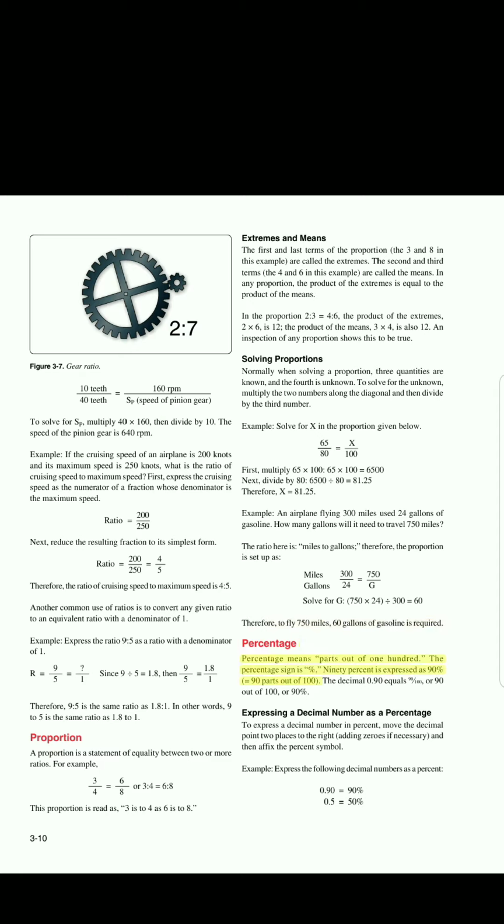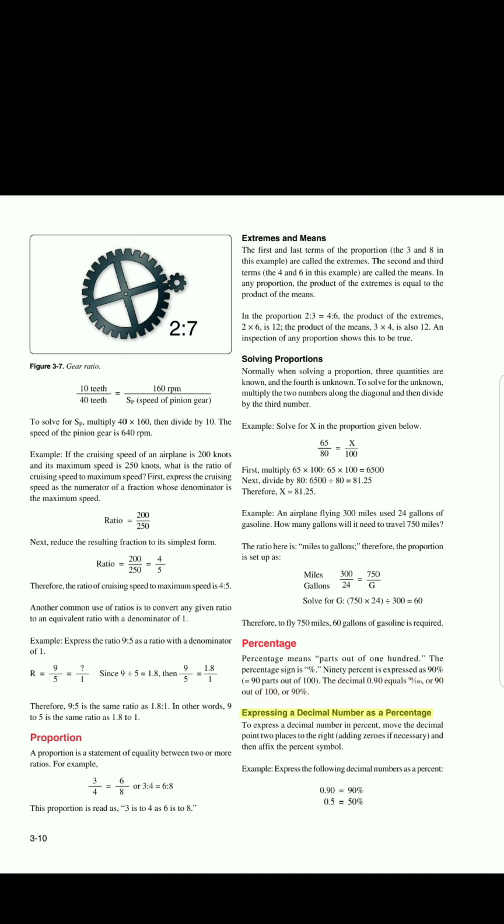Percentage. Percentage means parts out of 100. The percentage sign is percent. 90% is expressed as 90% equals 90 parts out of 100. The decimal 0.90 equals 90 hundredths, or 90 out of 100, or 90%.